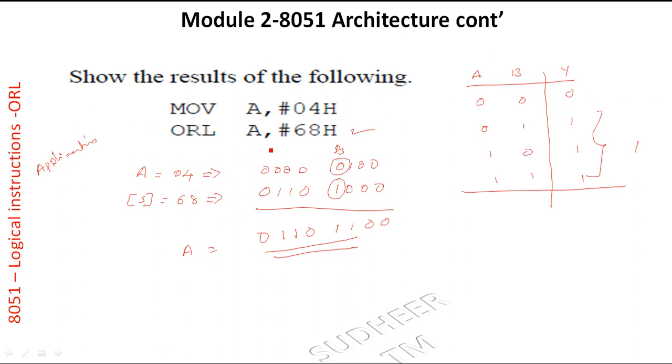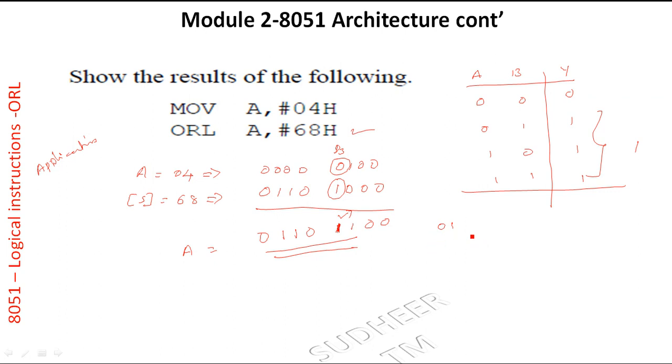After executing ORL A, 1 OR 0 becomes 1. So we can ensure that after executing this ORL operation, where the corresponding destination bit is 0 and the corresponding source bit is 1, the result in the destination for that bit will be set to 1. For example, if you want to set the LSB bit, you can OR it with a data 01.